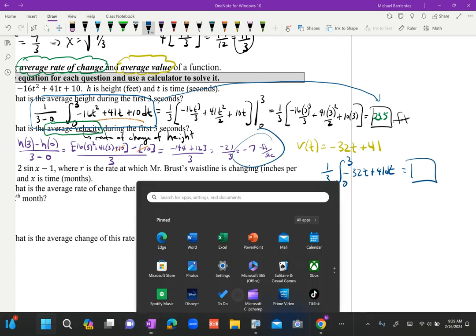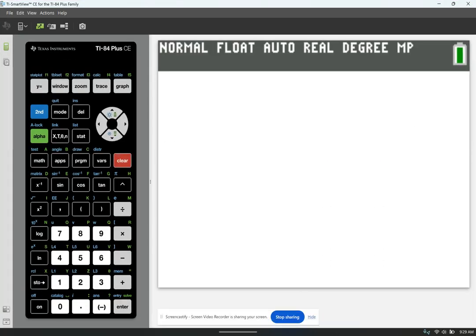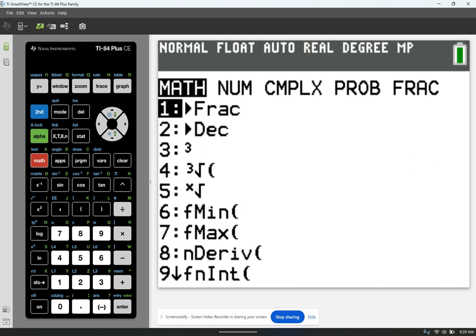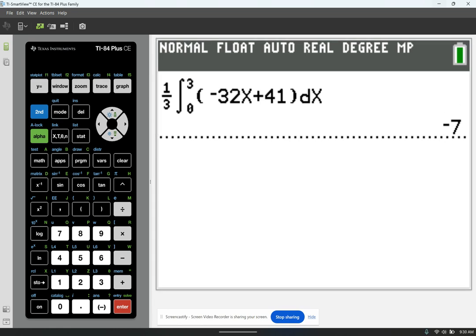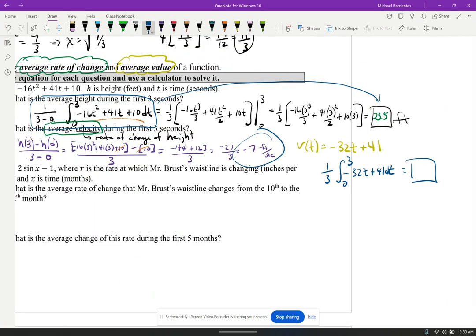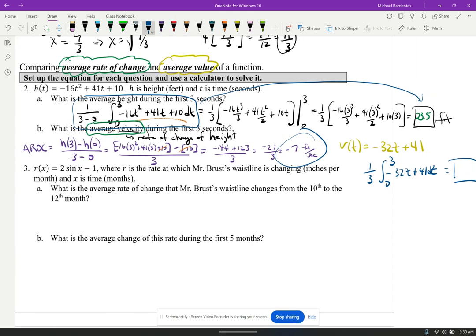And if I go to my calculator, we're finding the average value of the velocity using the velocity function. Then I can say, oh, that's 1/3 times math 9 from 0 to 3 of negative 32t plus 41. I think that's what it was. And when I press enter, I get -7, which is exactly the answer I got doing it the other way. So again, the whole idea is pay attention to what you're given, which one's more convenient, which is more efficient. If I use the average rate of change formula, that's just a slope formula because I'm finding the average rate of velocity, which is the average rate of change of the height.